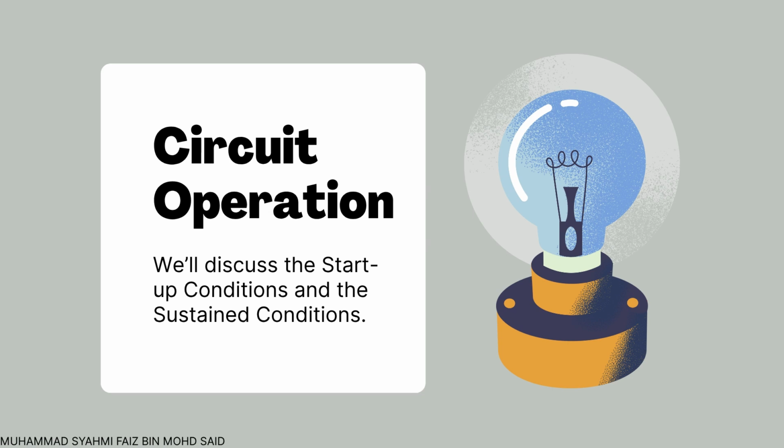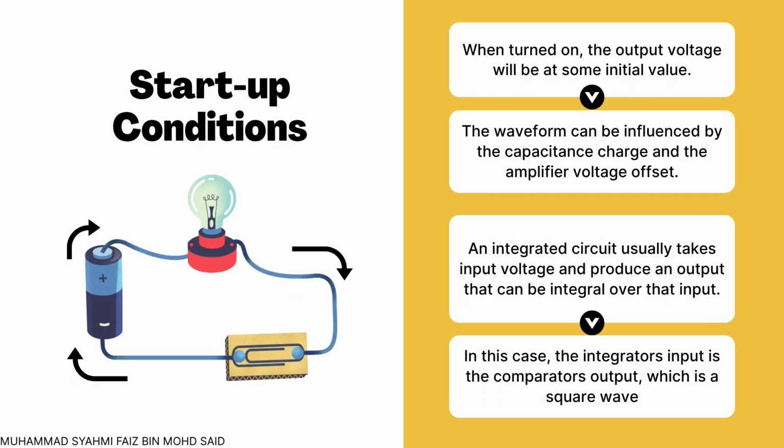In this topic, we need to know how circuit operation works. There are two conditions, which are the startup condition and the sustain condition. So let's begin with the startup condition. Now let's look at the points on the right. Firstly, when turned on, the output voltage will be at some initial value. This means that as soon as the circuit receives power, there is an immediate, often non-zero voltage at the output. It will start at a certain level.